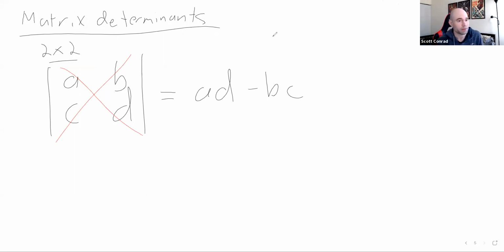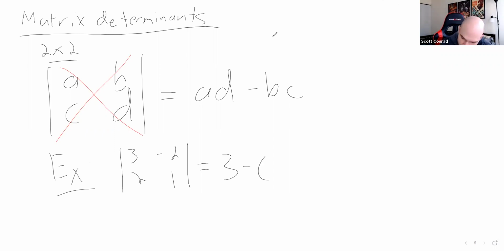Pretty simple. Not going to explain where that comes from. All you need to do is remember how to calculate it. So for example, what's the determinant of 3, negative 2, 2, 1? What do we get? Right, we get 3 times 1, which is 3, minus negative 2 times 2, which is negative 4. So 3 minus negative 4, 3 plus 4 is 7. Easy peasy.